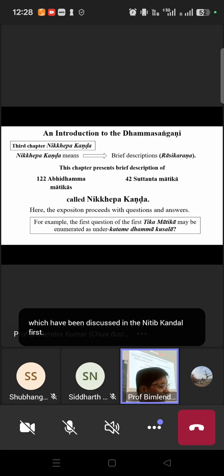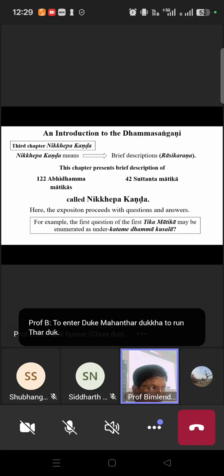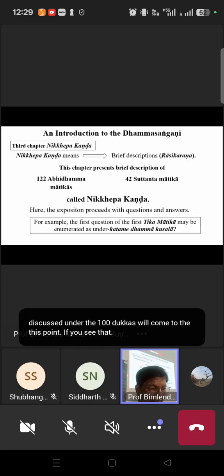First of all, in the form of Tikamatika. After that, there are 100 Dukamatikas, which have been classified into 13 sub-chapters. They are called Gocchakas: Chulantara Duka, Mahantara Duka, Chulantara Duka and Pitthi Duka. There are 3 Dukas and there are 10 Gocchakas which have been discussed under the 100 Dukamatikas. We'll come to this point. In the Nikhep Kanda, the Tikamatika is our subject of discussion, so we'll discuss all these things.